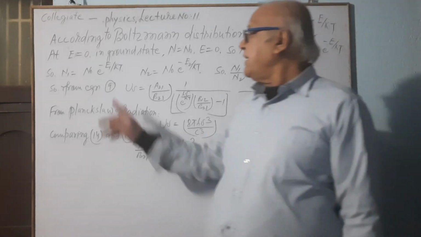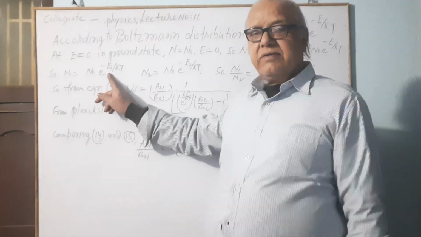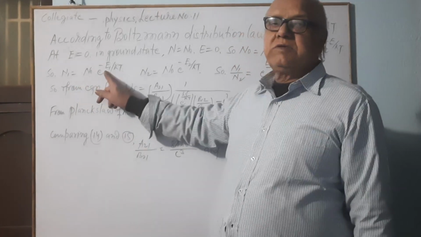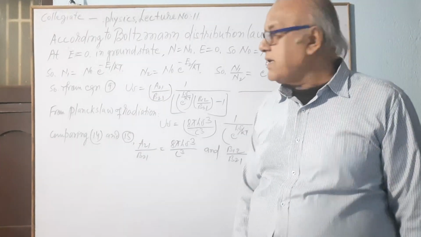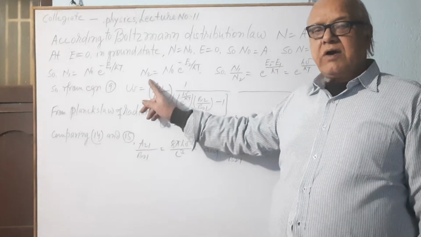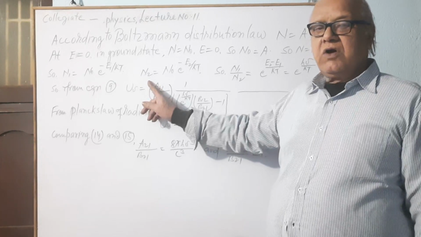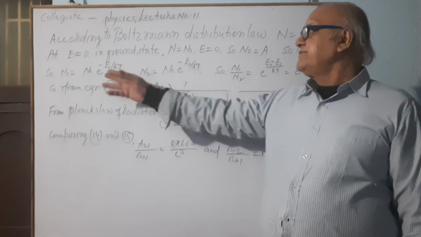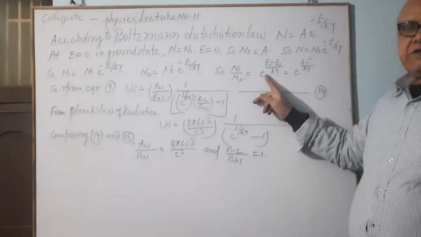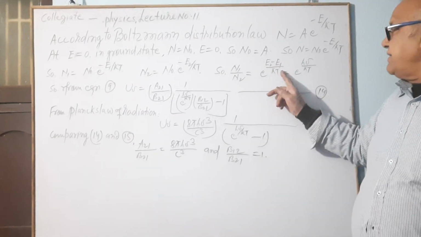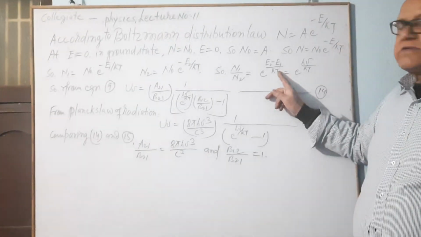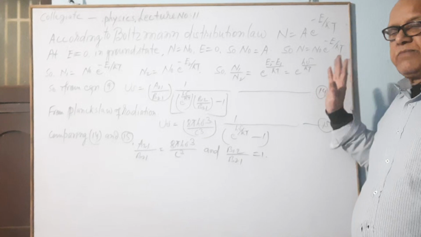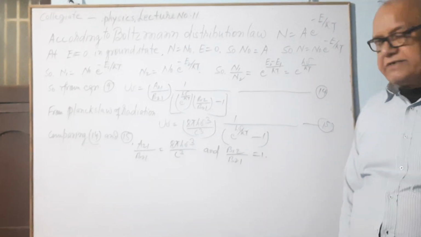Applying this law, when the energy of ground state is E1, then the number of atoms per unit volume N1 will be equal to N0 e to the power minus E1 by kT. Similarly, the number of atoms per unit volume in the energy state E2 will be N2 is equal to N0 e to the power minus E2 by kT. Let us divide N1 by N2, we get e to the power E2 minus E1 by kT, and we know that E2 minus E1 is equal to h nu. So N1 by N2 is equal to e to the power h nu by kT, where h is the Planck's constant, nu is the frequency.